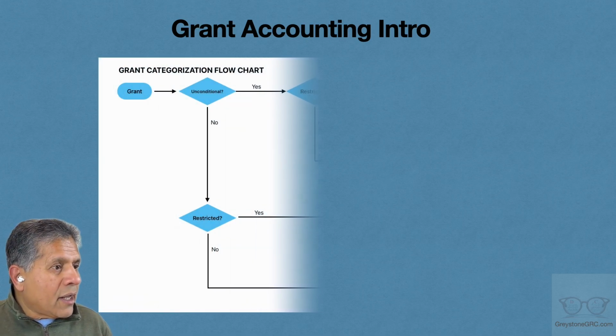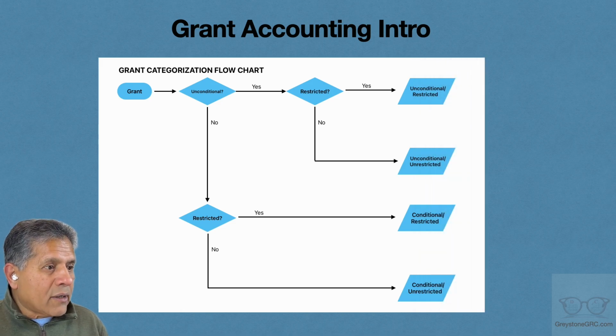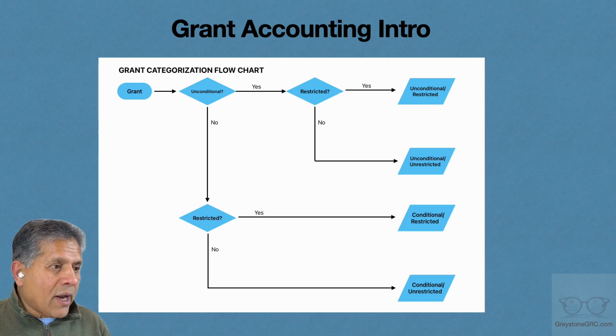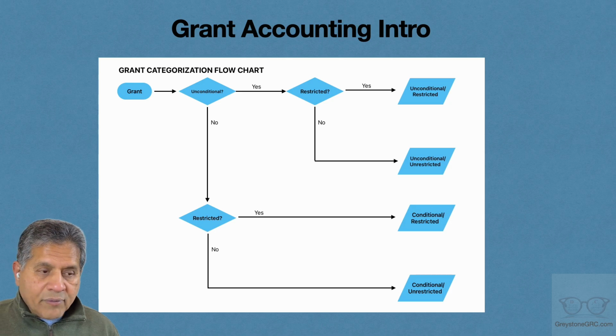When we look at this chart here, we see that we've got a flow. On the extreme left, you see the grant. When you get the grant, you've got to make a decision. Is it conditional or unconditional? And we'll cover that in some detail. And then, whether it's unconditional or conditional, we need to decide, is it restricted or not restricted? That results in all grants falling into one of the four buckets on the right: unconditional restricted, unconditional unrestricted, conditional restricted, and conditional unrestricted.